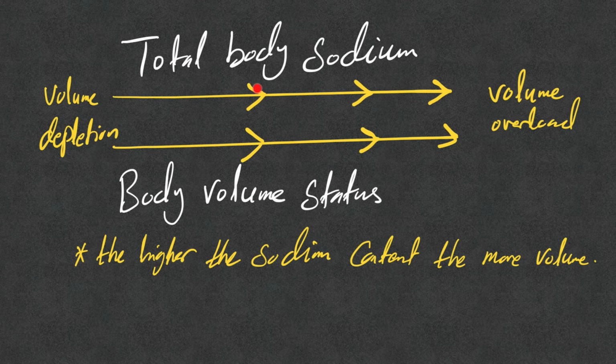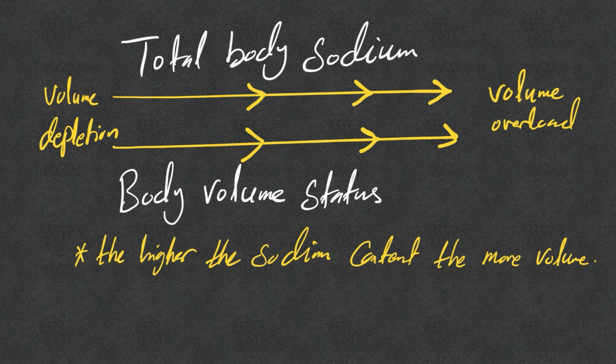Let's start with the relation between sodium and volume. The total body sodium is proportionally related to the body volume status. The lower the sodium content, the more we are toward volume depletion, and the higher the sodium content, the more we are toward volume overload. So that's why we restrict sodium intake in patients with volume overload. So the higher the content of sodium in any IV fluid type, the more the volume.